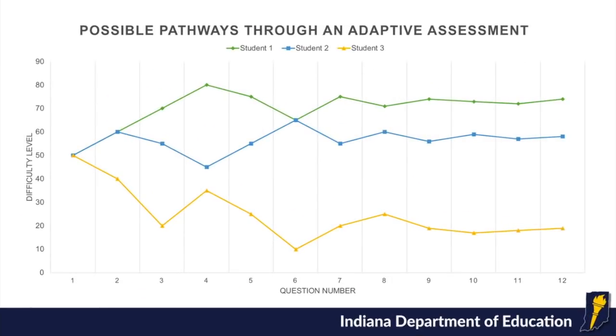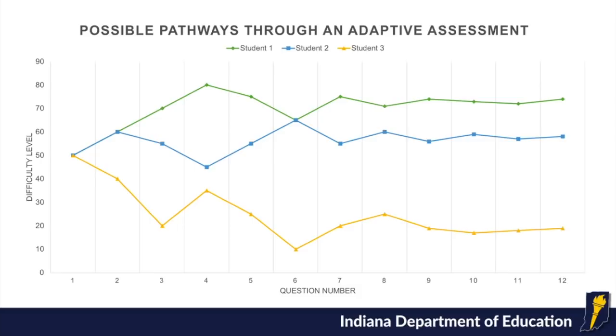This slide shows a visual diagram of how students could potentially move through an adaptive assessment. The left axis represents item difficulty. The more difficult items are higher on the scale than the easier items. The bottom axis represents the question number, so when you look from left to right, you can visualize how a student encounters different item difficulty as he or she moves through the test.